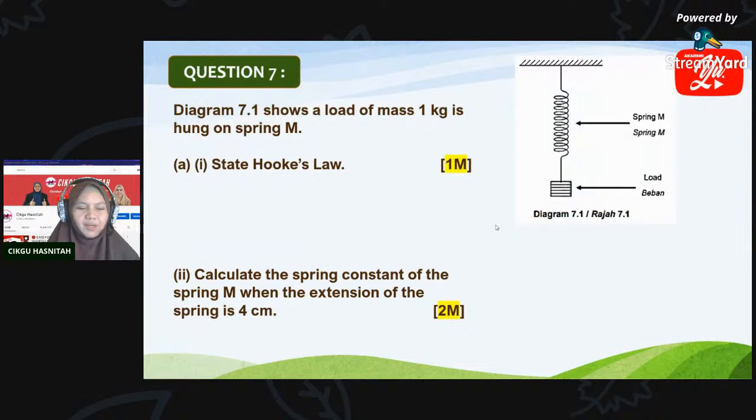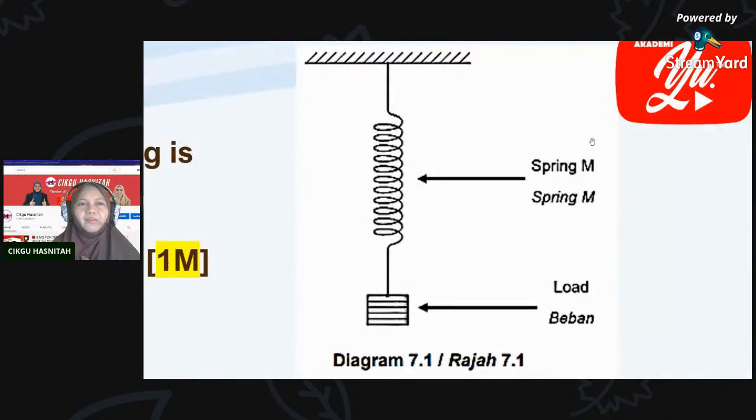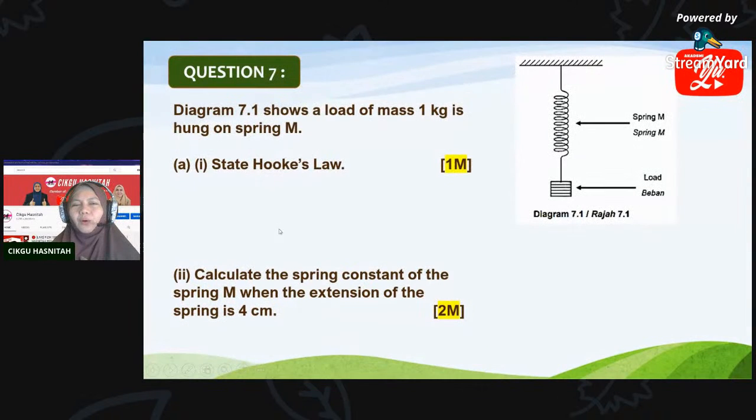Next, question 7. We have 2 more questions to go. I will try to go a bit fast. 7.1. Spring. Now, Hooke's law. State Hooke's law. Class, what do you remember about Hooke's law? In 7.1, there is a load hanging on spring M. So what is Hooke's law?